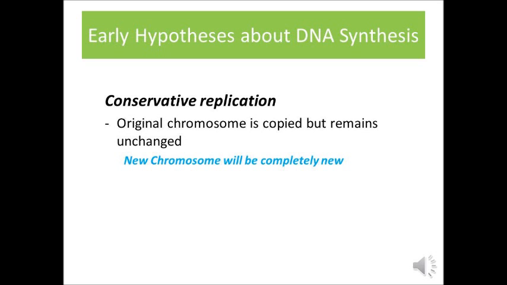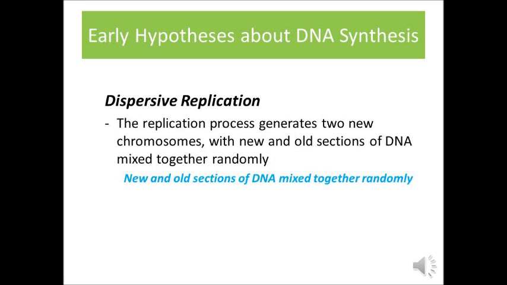Other hypotheses that were acknowledged included conservative replication. An original chromosome is copied but remains unchanged, so the new chromosome is entirely new. And then you have dispersive replication. This process involves generating 2 new chromosomes with new and old sections of DNA mixed together randomly.